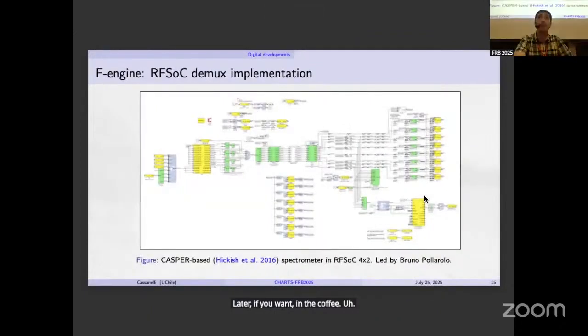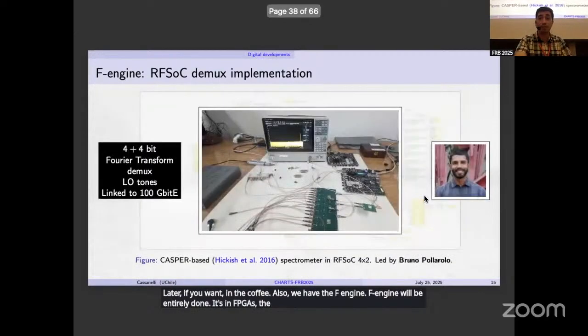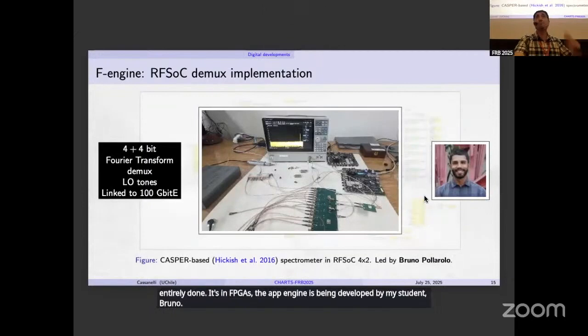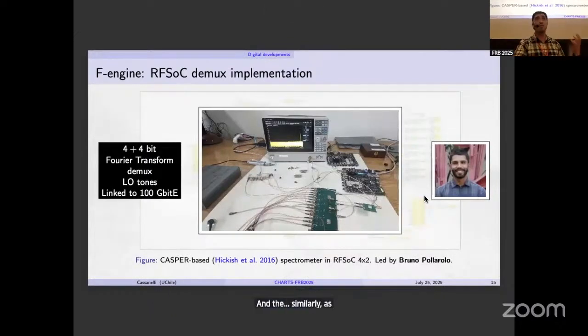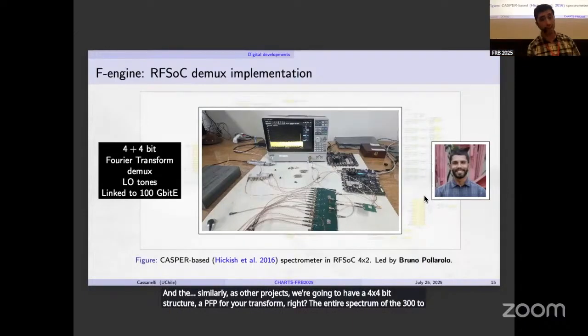Also, we have the F-engine. The F-engine will be entirely done in these FPGAs. It is being developed by my student, Bruno. Similarly to other projects, we're going to have a 4x4 bit structure and a PFB, a Fourier transform, over the entire spectrum from 300 MHz to 2.4 GHz.